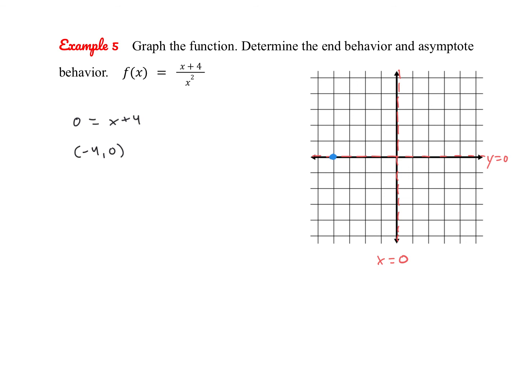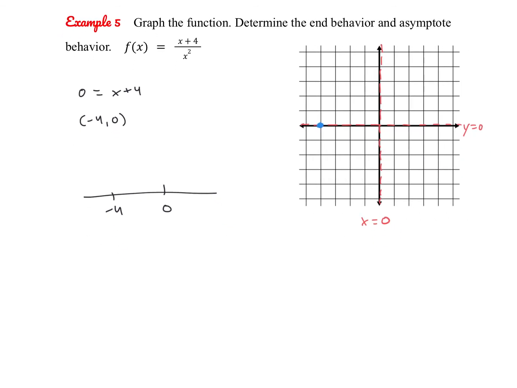So now we need to do a little bit of sign analysis to figure out what's going on with our function in these different regions. So to the left of negative 4, and then negative 4 to 0, and then to the right of 0. So let's do negative 5. If we have negative 5 plus 4, it's negative. The denominator, if we're squaring a negative, it's always going to become positive. So this is negative. And then let's do f of negative 1. That gives us a positive over a positive, which results in a positive. And then something to the right of 0, so 1. Positive over a positive gives us a positive.